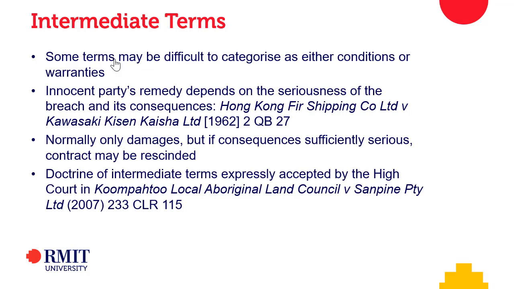Intermediate terms are the tricky ones, okay? Intermediate or innominate, as they're sometimes called, are the ones that are really difficult to classify. Hong Kong Fir is the case that your casebook uses, and Koompahtoo and Sandpine is the other one. Koompahtoo is basically the Australian recognition that this rule applies. And in a nutshell, the rule is if we can't easily classify what kind of term it is, then let's look at what the damage impact is.